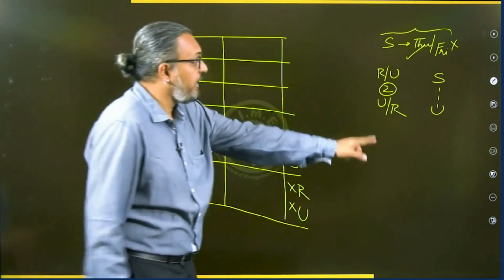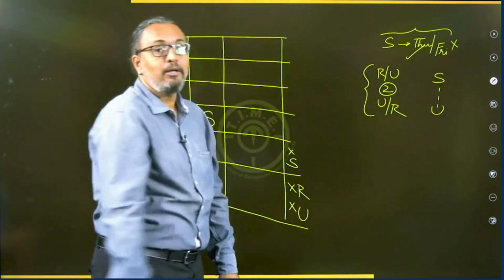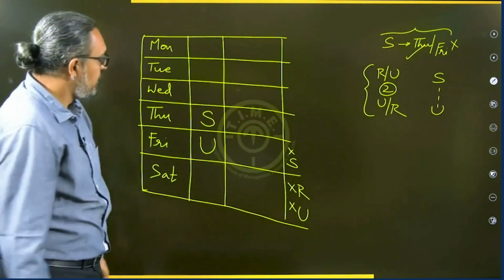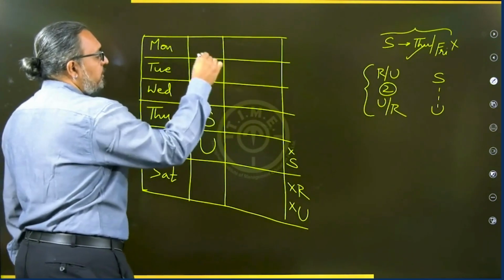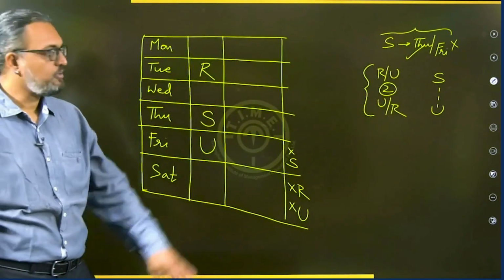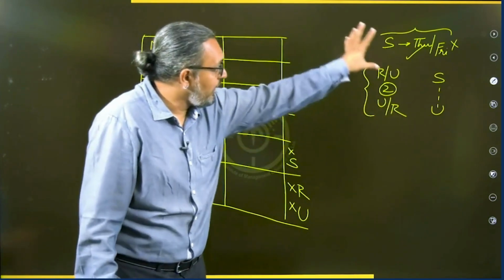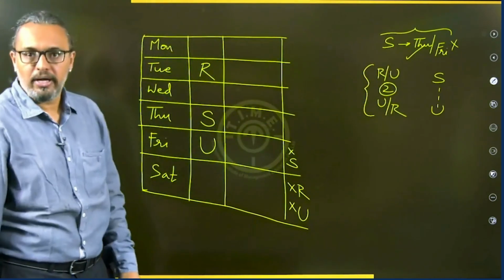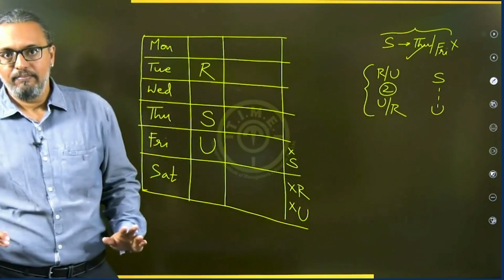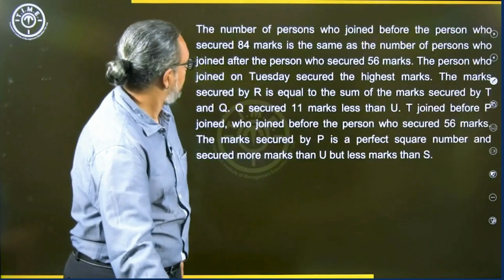Now if U is on a Friday, we have 2 students who joined between R and U, so R will be on a Tuesday. Correct? So all the conditions are fixed. Make a note like this so that you can analyze and see which are the common points. Fix it. Got it? Great.